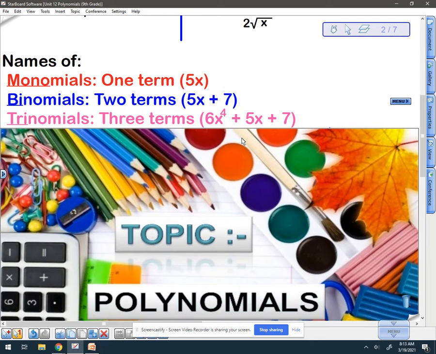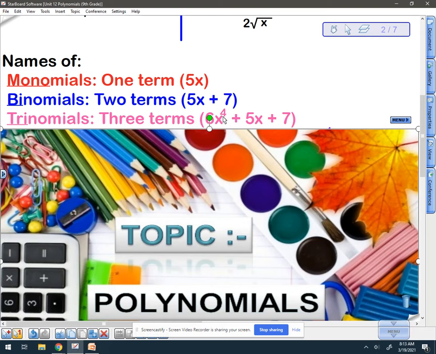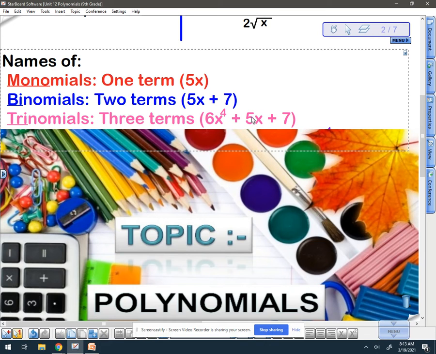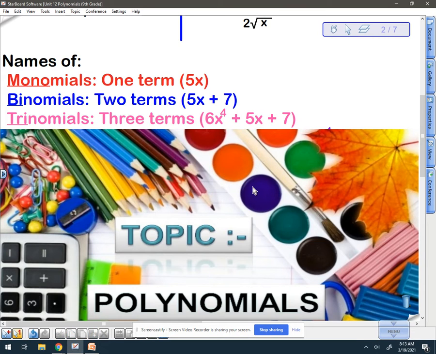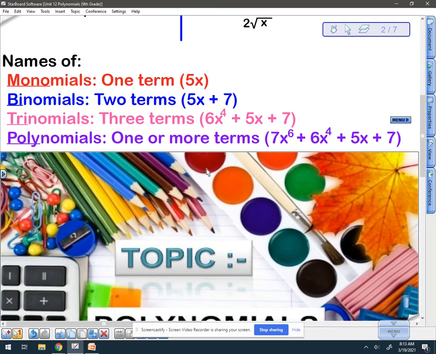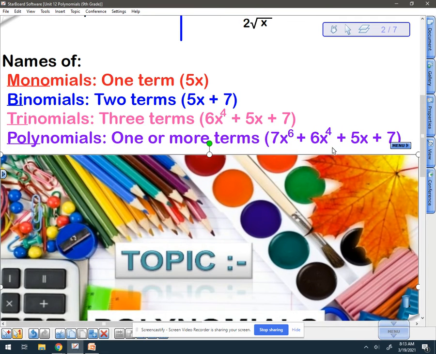If it has three terms, we call it a trinomial. So that has three different things in it. And then if you have one or more, it's a polynomial. So it could have 4, 5, 6. Technically, these three are also polynomials. Polynomials just means you have one or more terms. But if it's 1, 2, or 3, they want you to be more specific.